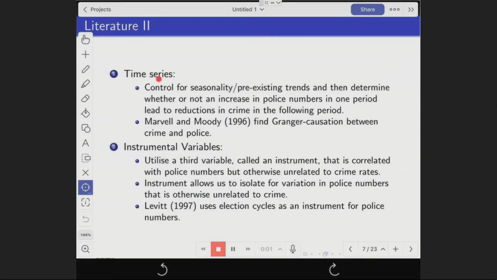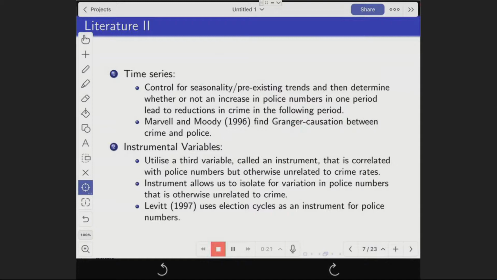So, approach number 1, time series approaches. What do they do? They control for seasonality, they control for pre-existing trends, and then they try to see if an increase in police numbers in one period leads to reductions in crime in the next. The study I've chosen is by Marvel and Moody, and it's an old one. They find Granger causation between police and crime.